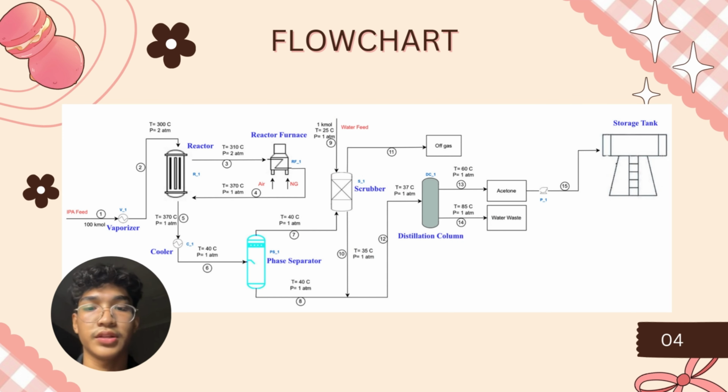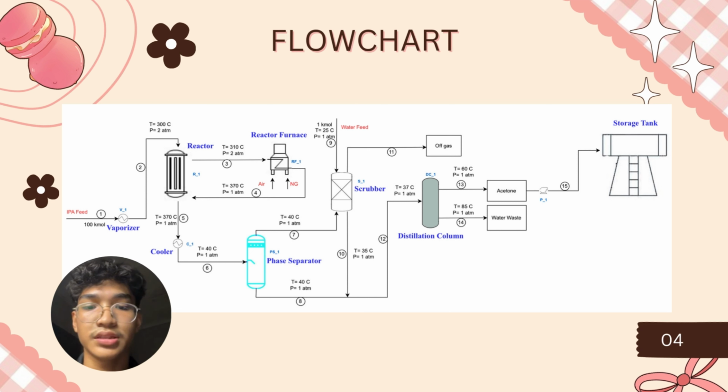Hello, I am Ahmad Farid bin Saidaza and I will present to you the process flow diagram. The process begins with introducing the feed stream, including isopropyl alcohol and water, along with air and natural gas, at an initial temperature of 37 degrees C and pressure of 1 atm. This stream undergoes preheating in the reactor furnace, increasing the temperature before entering the vaporizer, where the liquid phase is converted into vapor at 370 degrees C and 1 atm.